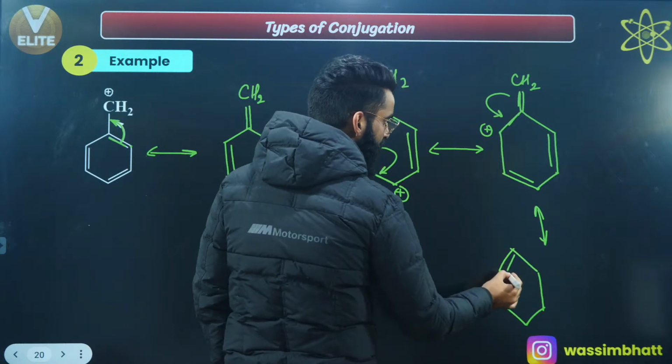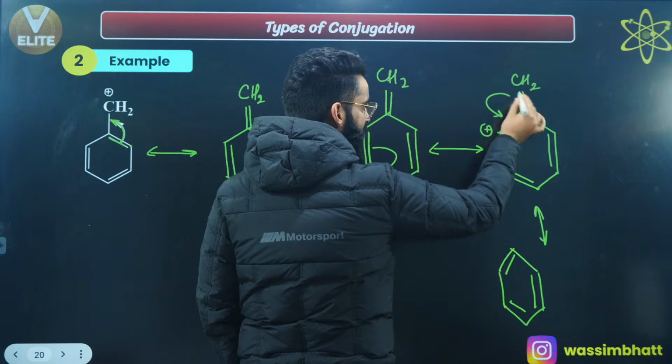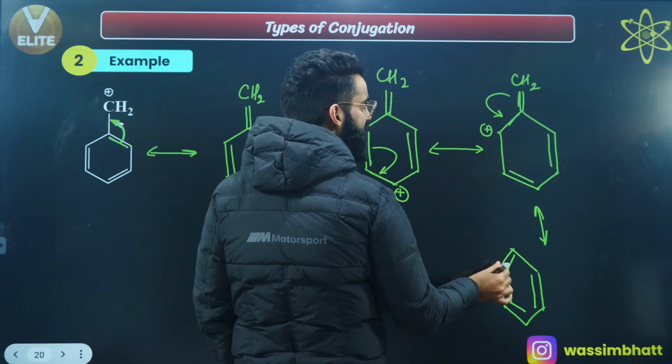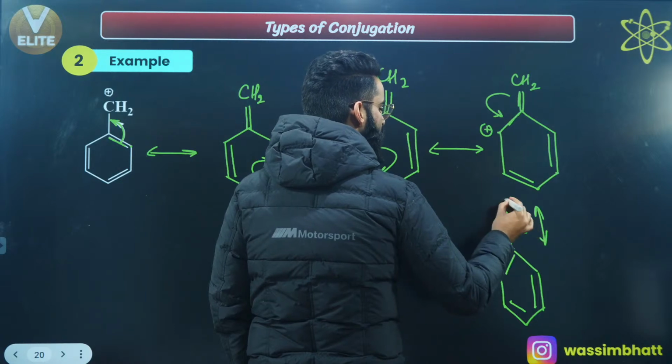Guys, there'll be a double bond over here, there'll be a double bond over here, there'll be a double bond over here. Earlier, this carbon was having the positive charge, now it's getting a double bond, so the positive charge would have got compensated. Now this carbon is going to get the positive charge, and there'll be a single bond over here. This is CH2 with a positive charge.